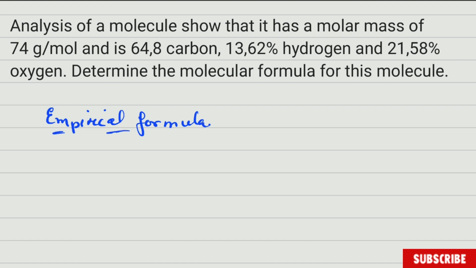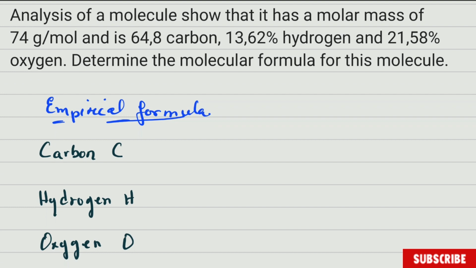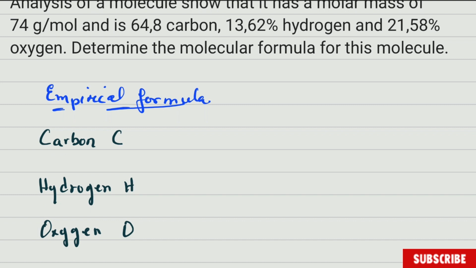And to get the empirical formula, I personally like to do a table, but you do not have to. In this table, I'm going to place the different atoms or elements that compose the molecule we are talking about. That is the first part. We have here, for instance, carbon, hydrogen, and oxygen.